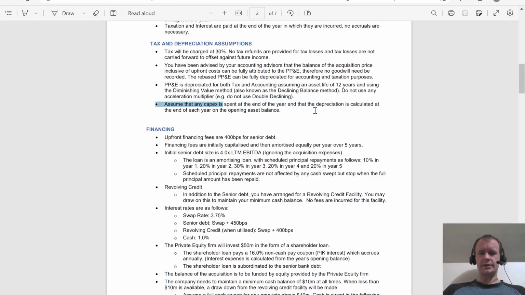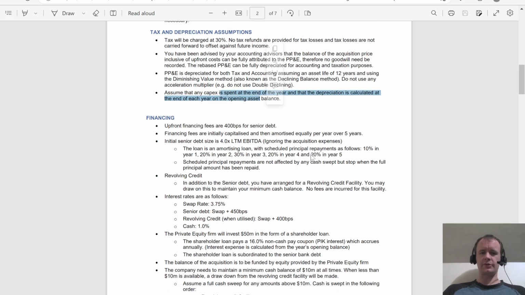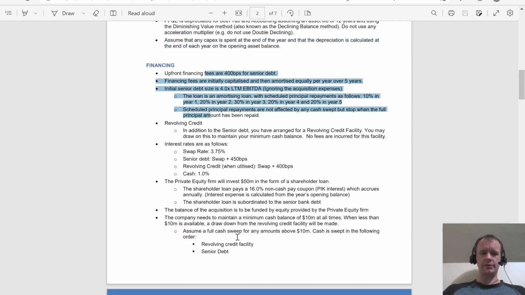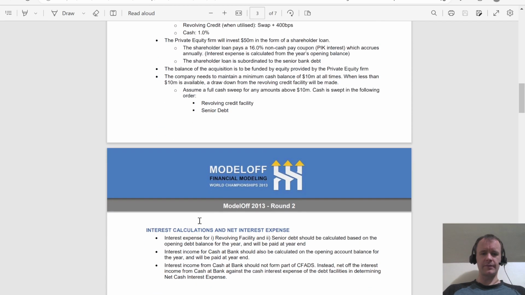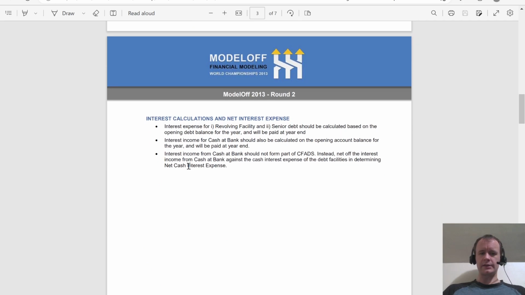CapEx is spent on the last day of the year. Depreciation is calculated at the end of the year on the opening asset balance. So it's just a kind of simplifying assumption. Then there are detailed assumptions on the different pieces of financing. And last thing, interest calculations.